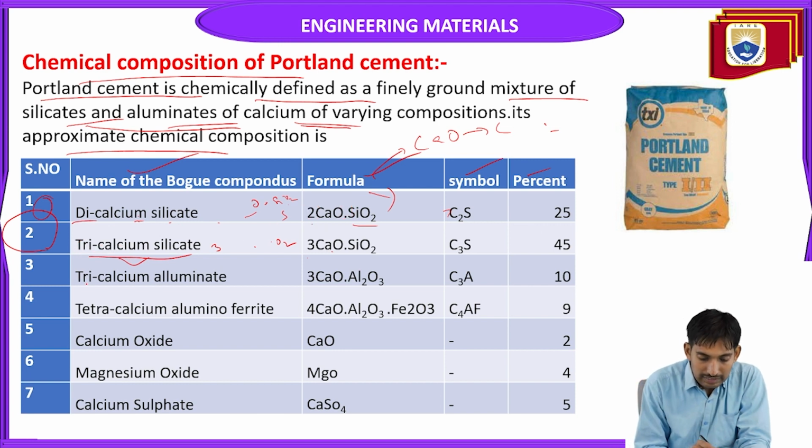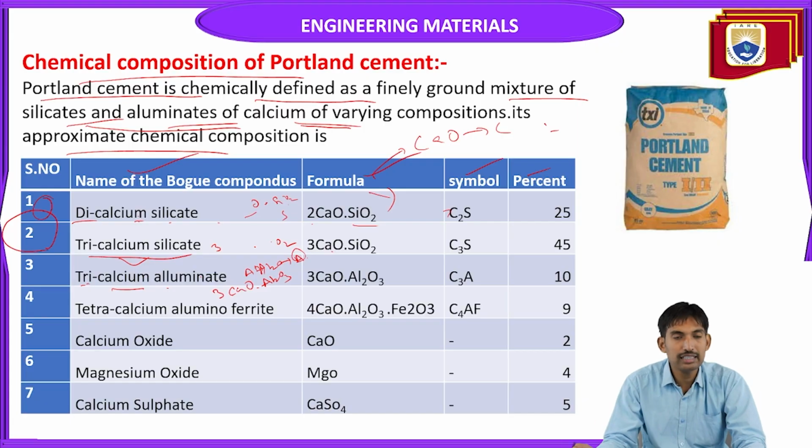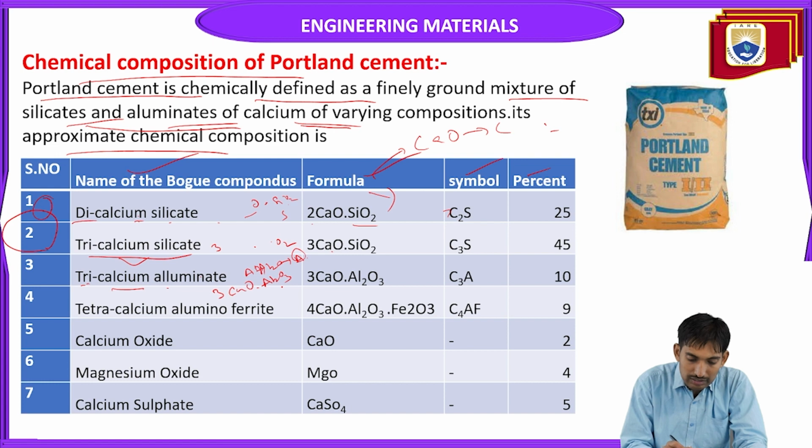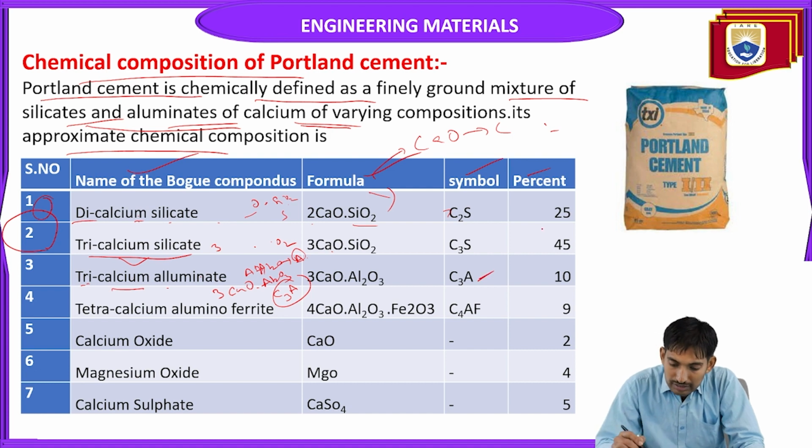Then the tricalcium aluminate. Aluminate is nothing but Al2O3, and the short form is A. Tricalcium is nothing but 3 CaO, calcium oxide. The short form for tricalcium aluminate is C3A. This is the short form of tricalcium aluminate. The Portland cement contains 10%.